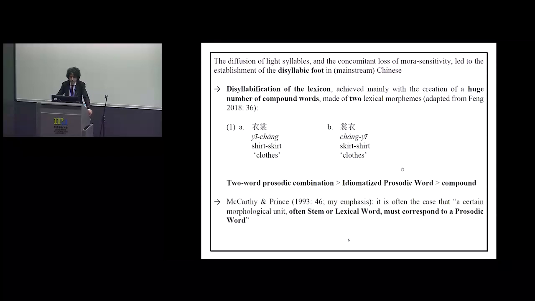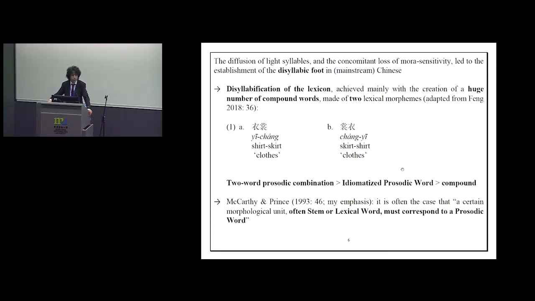So what we see from the written tradition, which of course obscures much of the diversity which was present in the spoken languages, we know very little about, but at least in the written tradition, you see the establishment of a disyllabic foot and the syllabification of the lexicon, which was achieved mainly with the creation of a huge number of compound words made of two lexical morphemes.